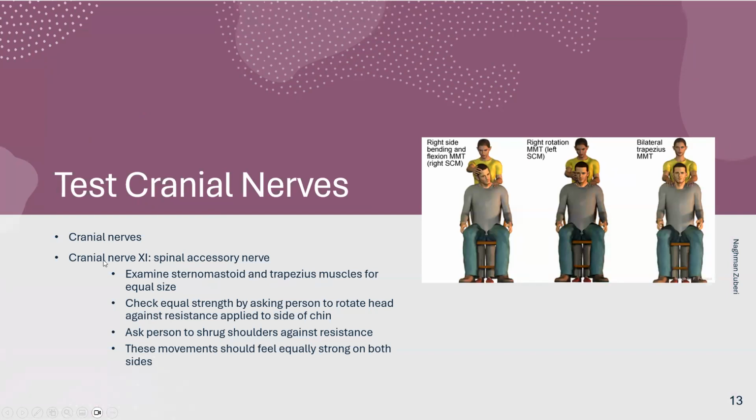Then comes the cranial nerve 11, the spinal accessory nerve. Examine the sternomastoid and trapezius muscles for equal size. Check equal strength by asking the person to rotate their head against resistance, which is applied to the side of the chin. Ask the person to shrug their shoulders against resistance. These movements should feel equally strong on both sides.